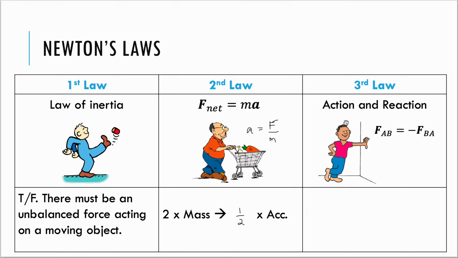The third law is the law of action and reaction. For every force, there's an equal and opposite reaction. We can write this law as F_AB equals negative F_BA. What this tells us is that the forces are acting on different objects. The force from A acting on B is equal to the negative of the force from B acting on A. The negative tells us that the forces are in opposite directions.